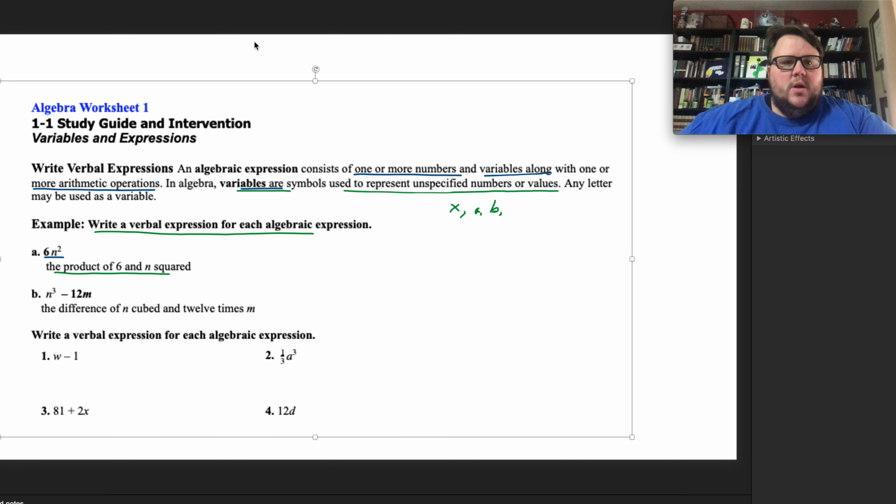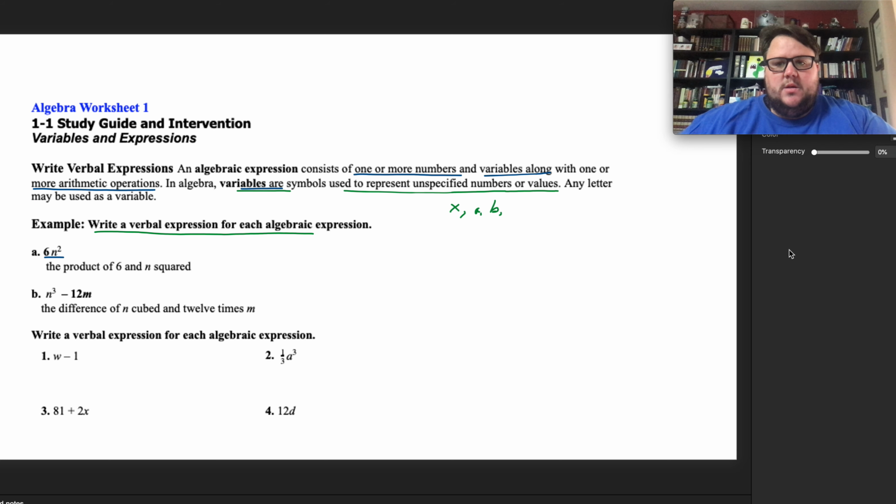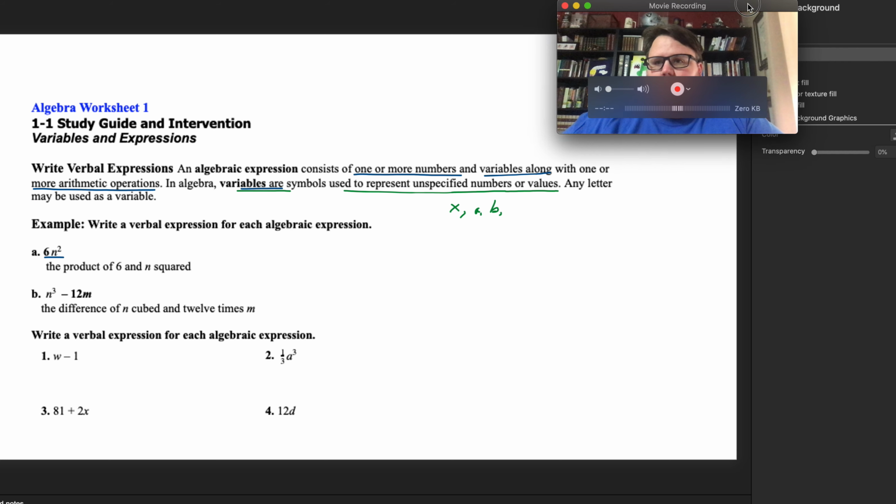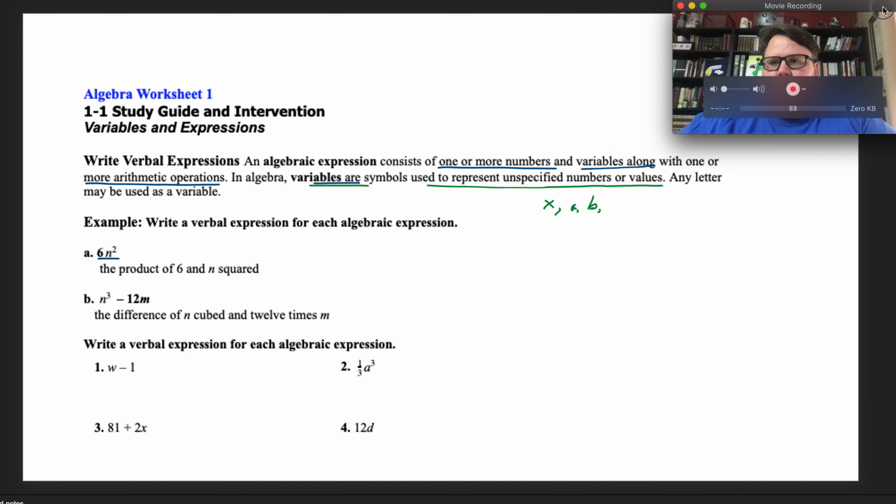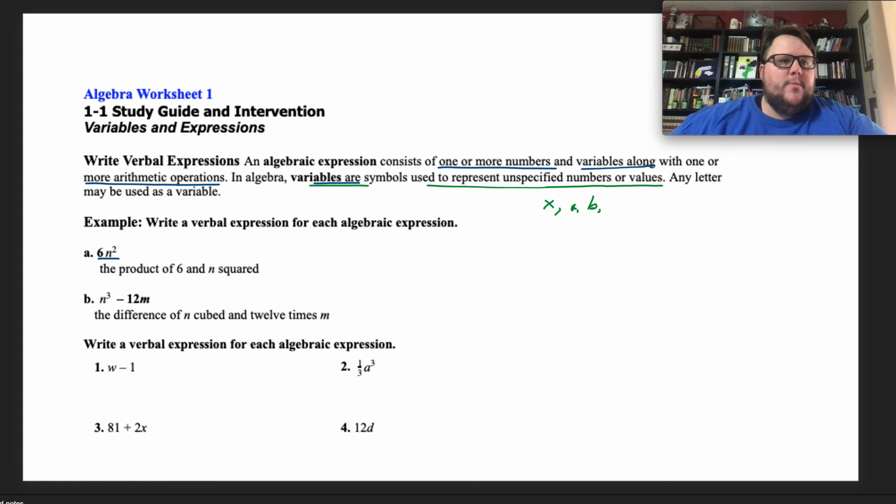Hold up. There we go. They gave us 6 times the number. So I'm going to insert a text box here if I can find it, and I'm going to write a different way to say it. I'm going to change my font so that I have a different color. So it should be in red. All right. So the product of 6 times a number.